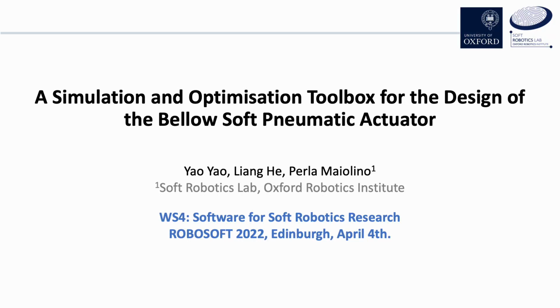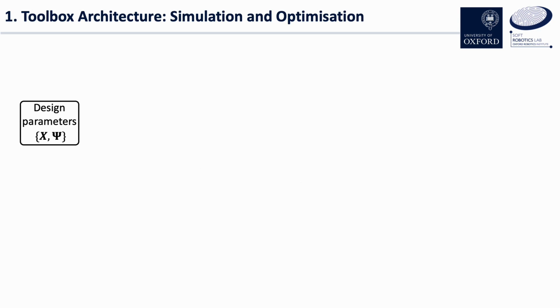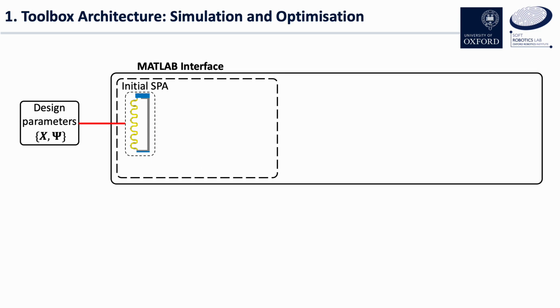To deal with challenges in soft robot design, this work presents a simulation and optimization toolbox for the design of the Bellow soft pneumatic actuator. The toolbox has two parts, simulation and optimization. The simulation part takes input of the geometric and material parameters and provides a schematic visualization.